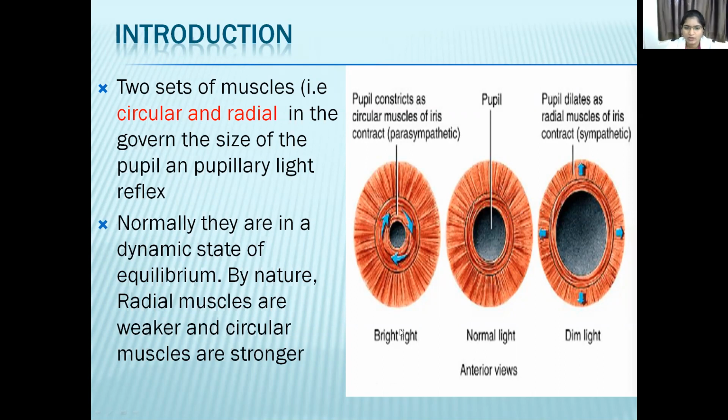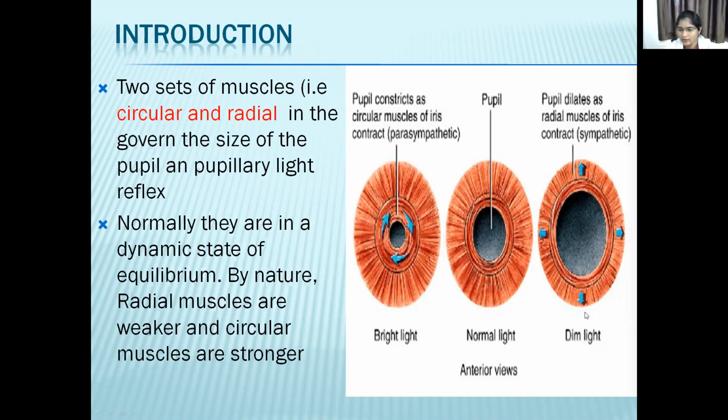So when we focus on bright light, what will happen? The circular muscles contract, while the radial muscles stay normal. So it causes miosis, constriction of the pupil. When we focus on bright light, the pupil will constrict. It is called miosis because it is innervated by parasympathetic innervation, and it is present in the M3 receptors.